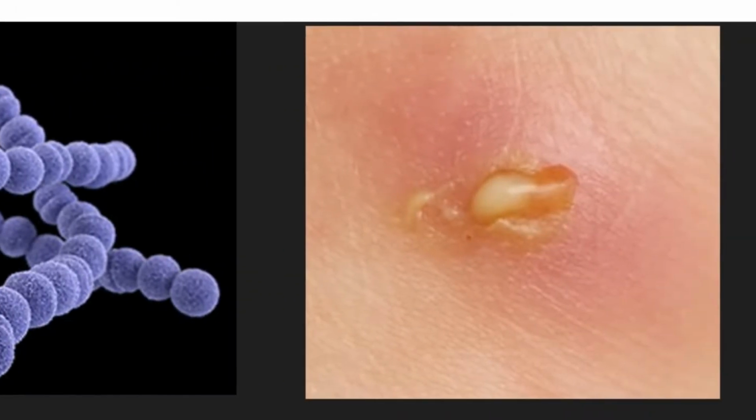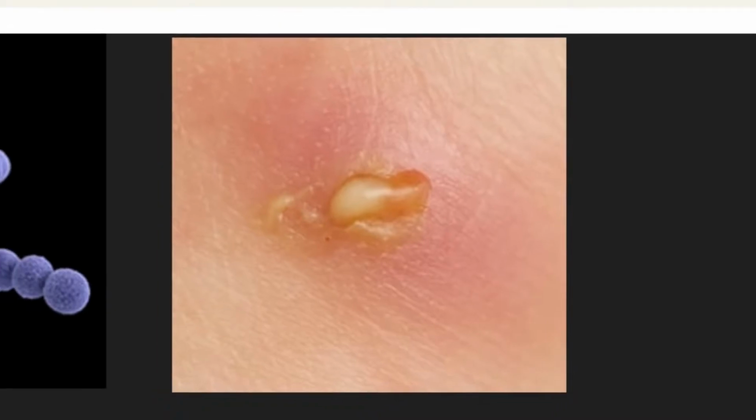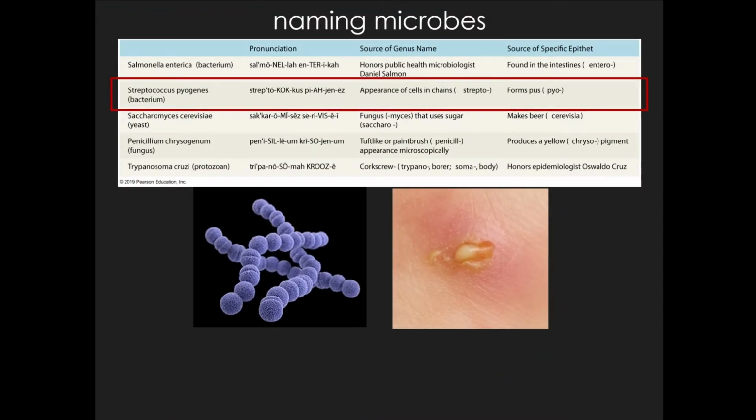Pyogenes means to generate pus. So pyo is a word for pus. Genes is a word you'll see all over the place in medical jargon. It means to generate. So you can have pyrogenic, pyogenic, all sorts of things like that. Pyogenic means pus forming. So that is a nod to the fact that when you get a skin infection with Streptococcus pyogenes, it tends to produce pus, which of course is a bunch of dead white blood cells that have come into the area to try to fight the Streptococcus pyogenes.